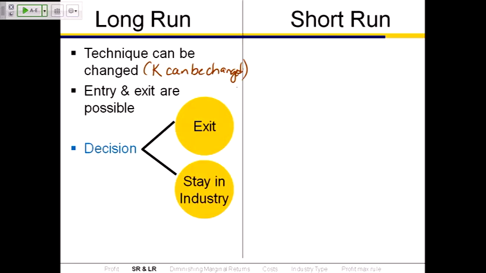Exiting the industry means selling off all the equipment, getting out of all the contracts, exiting the industry. I'm going to close down this business and I'm not going to be involved in it anymore. I'm going to get out of my lease. I'm going to sell off the equipment. I'm going to cancel all my contracts and I'm going to go work for George. I don't know who George is. I made that up.